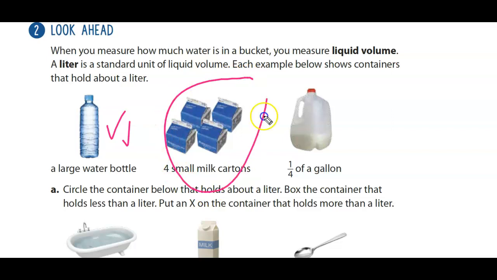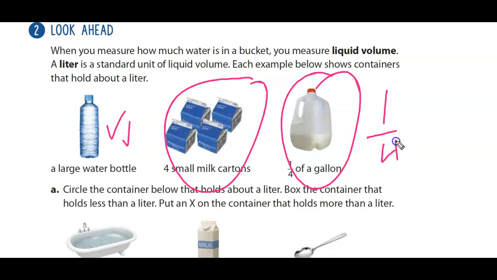4 small milk cartons, like the ones that you get in the cafeteria. 4 of those would be a liter. And then, sorry, not half a gallon, but 1/4 of a gallon would be a liter. Just a little information for you to know: gallons and ounces we use here. In other parts of the world, they use liters and milliliters. Just FYI.